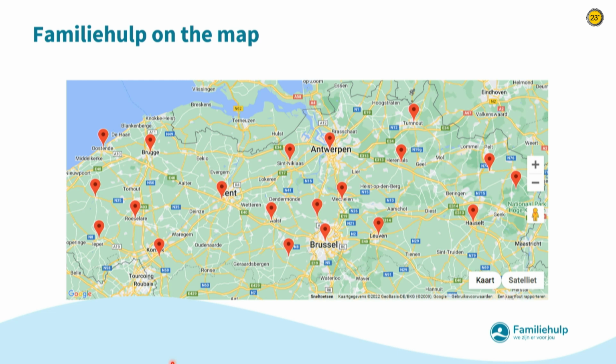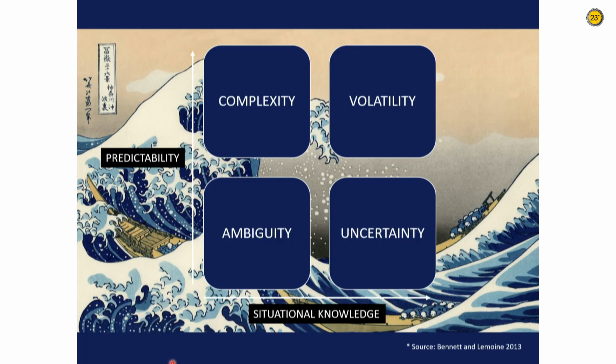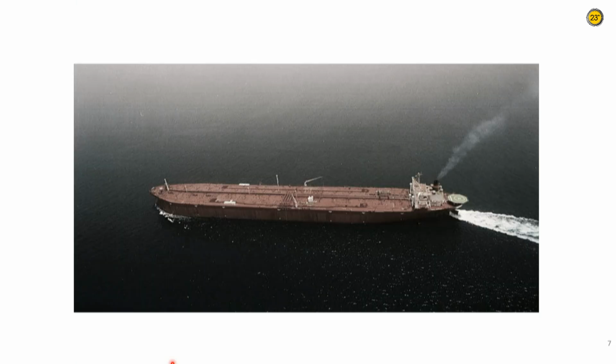So, done, check. Voila. We all know that we live in a VUCA world. It's well known: it's volatile, uncertain, complex, ambiguous. And for your employees, that's difficult because it's not predictable. And it's also situational, always changing all the time.